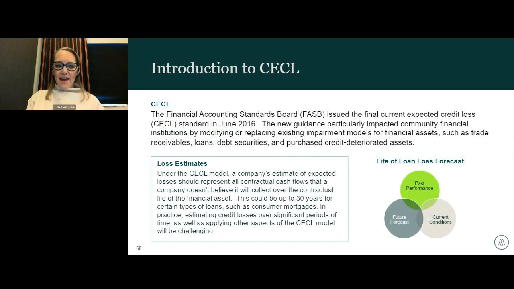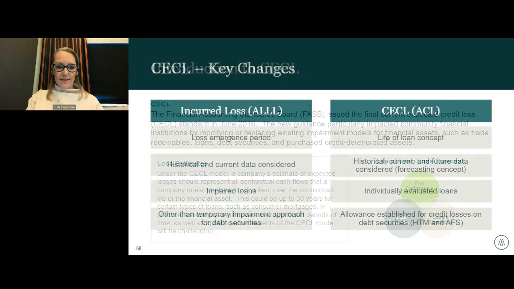This is a big slide, and it really gets into loss estimates and how we're thinking about it. It does stand for current expected credit loss. And again, what we're trying to say in this slide, in this presentation, is that it's something we do have to evaluate. Not that we're expecting it to have a significant financial statement impact, but it is still something that has to be evaluated as you move through your year-end engagements.